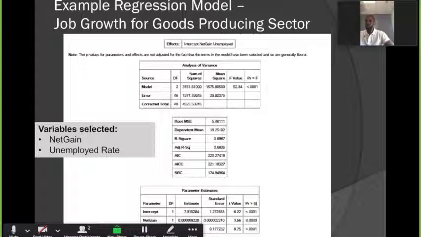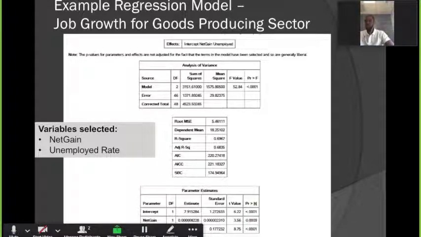So in this example regression model, several of the tax incentive related variables were used to predict job growth for the goods producing sector. In this model, the two variables which were selected were the net gain, which is the overall benefit to the taxpayer, as well as the unemployment rate. And roughly 68% of the variance could be attributed based on this model.